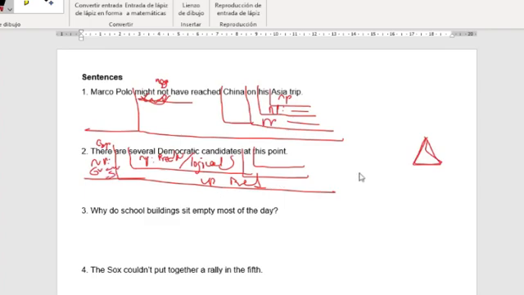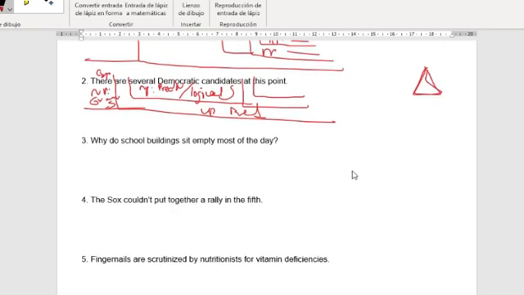Professor, and several is a pre-article or a quantifier. Oh yeah, I did this on purpose. Very good. Democratic candidates is one noun phrase. Yeah. Very good.